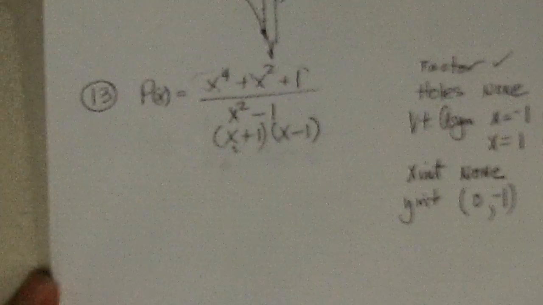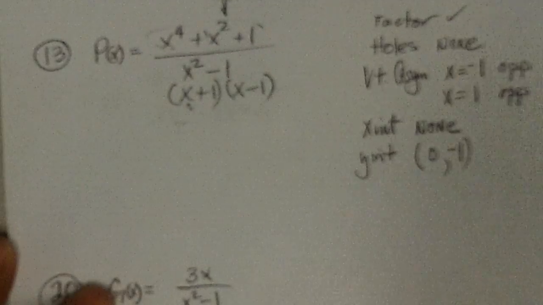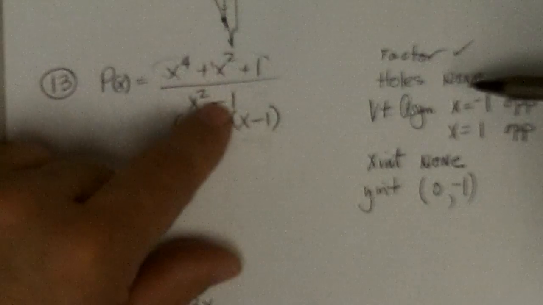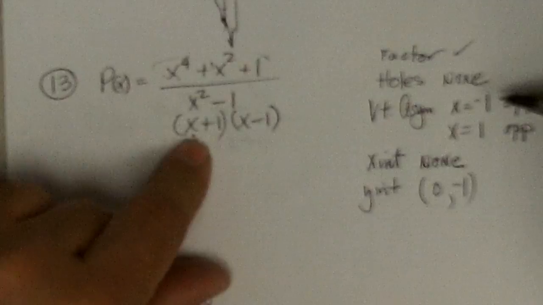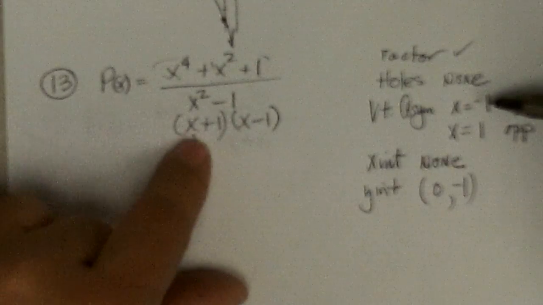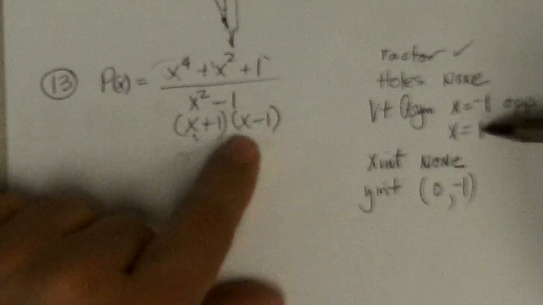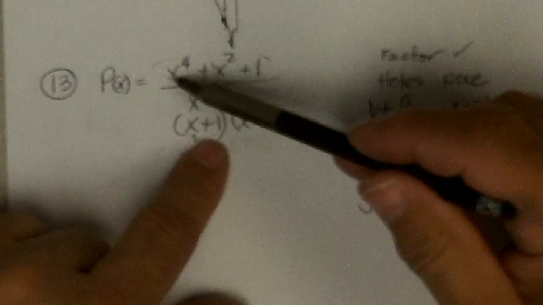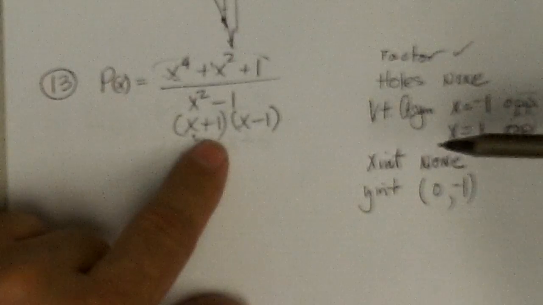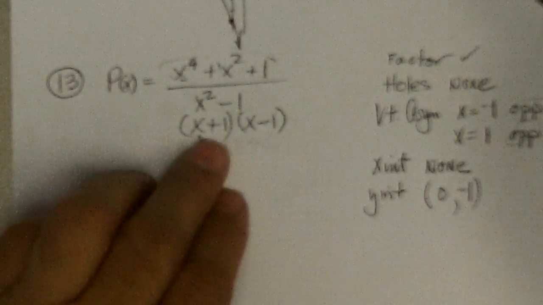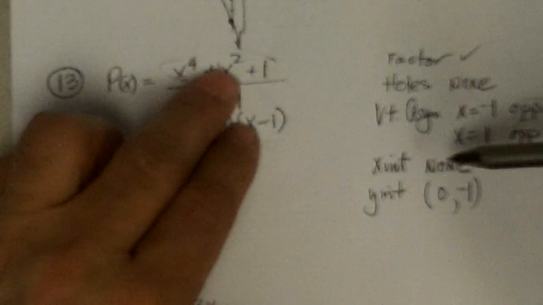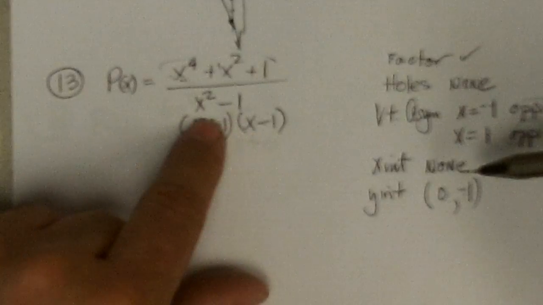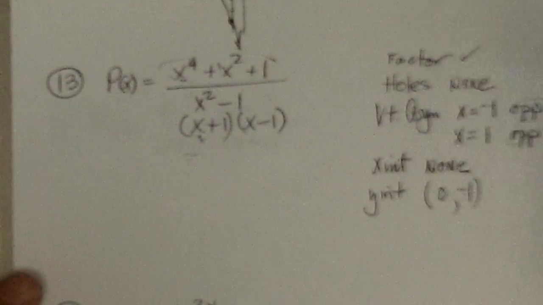So, oops, that may have been off the screen there. I think it's close. So no holes, because no like factors. This doesn't factor. This does factor to this. Vertical asymptote there and a vertical asymptote there. Each one appears once, so they're opposite. No x-intercepts, because we can't make the numerator be 0. You can graph it and see that it never hits 0. And if you put 0 in for the x's, we get 1 over negative 1, which is negative 1.